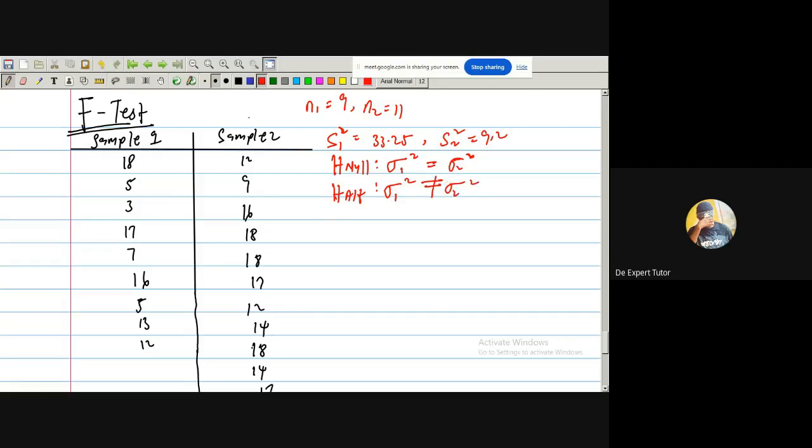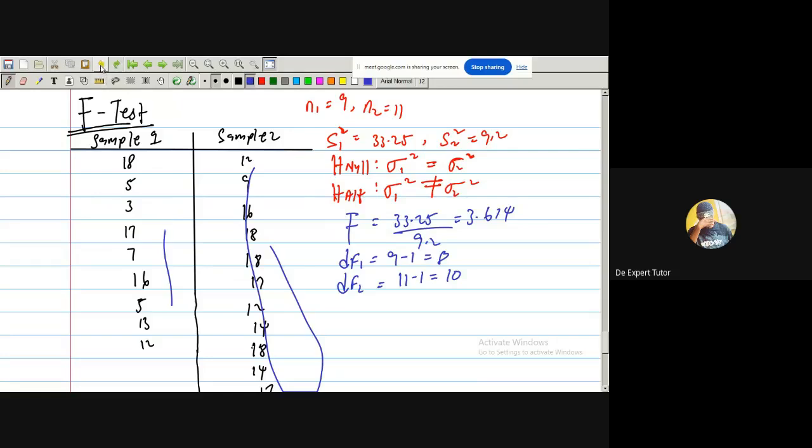Now, after that, we will find the F ratio, which is the larger variance over the smaller variance. And what would that give me? 3.614. And pay attention, what's the degree of freedom? My degree of freedom 1 is n minus 1, and that's 8. My degree of freedom 2 is what? 11 minus 1, and that's 10. These are different numbers. This is 11, this is 9. Okay, I've gotten the F ratio and the degrees of freedom.